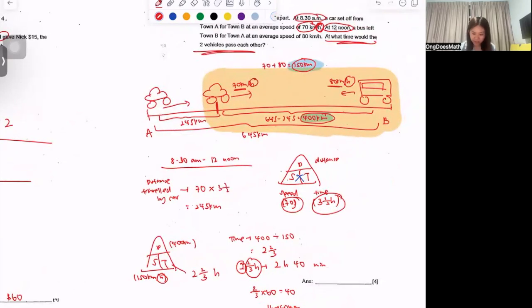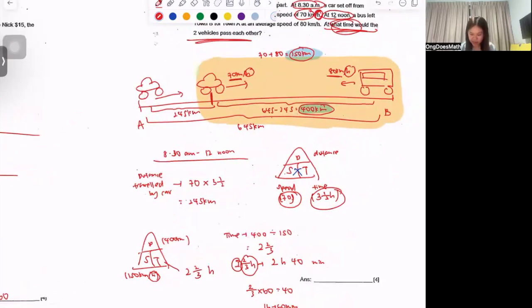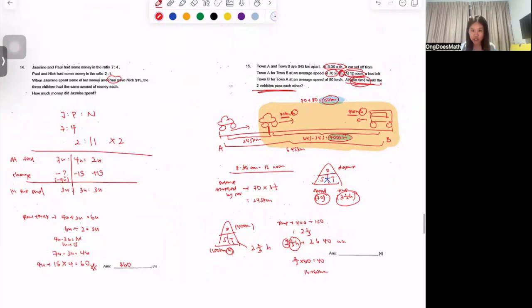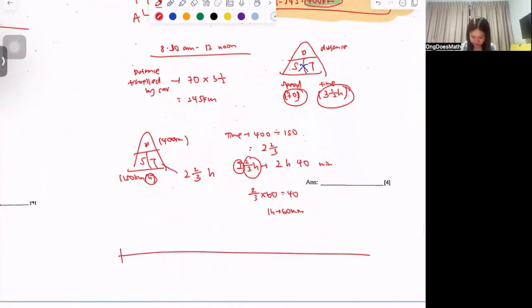So at what time? It's 2 hours 40 minutes after 12 noon, because they started traveling towards each other at 12 noon, right? So it started at 12 p.m. 2 hours later, it will be 2 p.m. And another 40 minutes later, it will be 2:40 p.m. And that's why the answer is 2:40 p.m. Good.